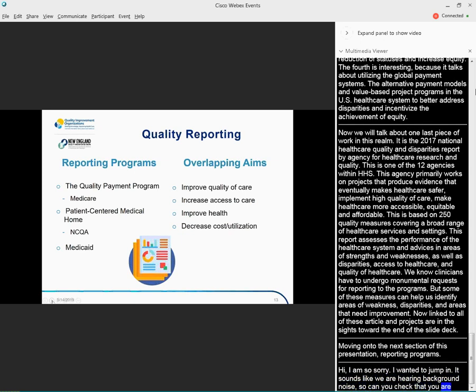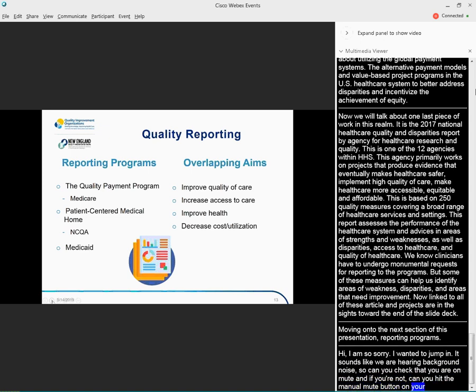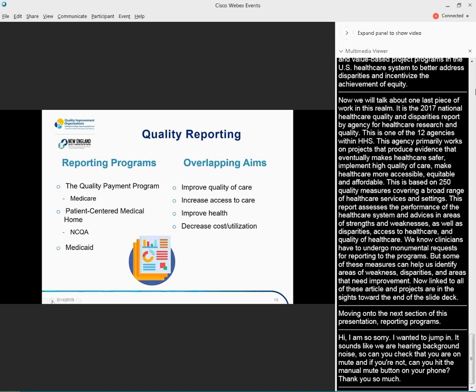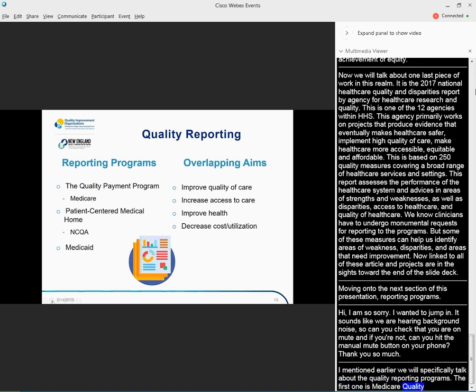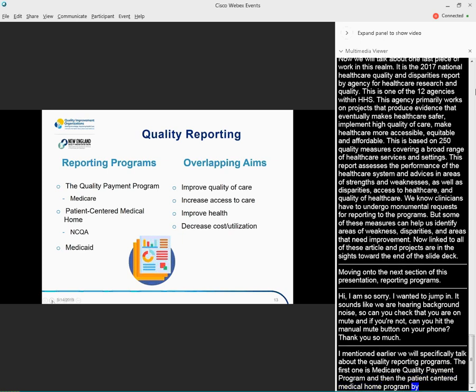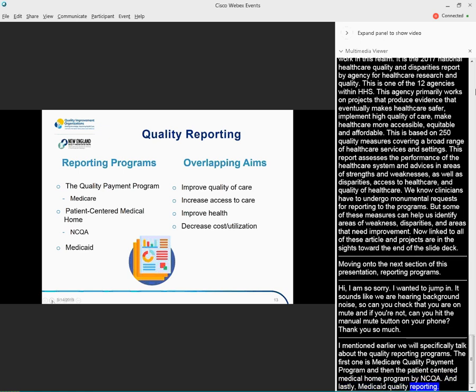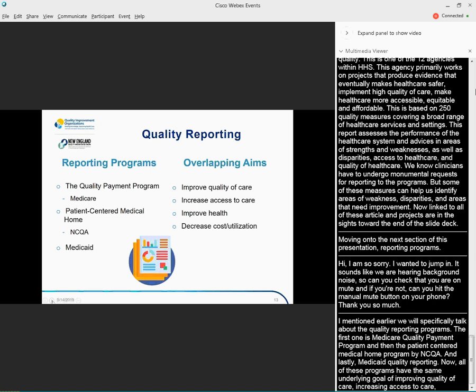As mentioned earlier, we will be specifically talking about 3 quality reporting programs. The first one is the Medicare Quality Payment Program, and then the Patient-Centered Medical Home Recognition Program by the National Committee for Quality Assurance, and lastly, Medicaid quality reporting. Now, all these quality reporting programs ultimately have the same underlying goal of improving quality of care, improving access to care, improving healthcare in general, and decreasing cost.